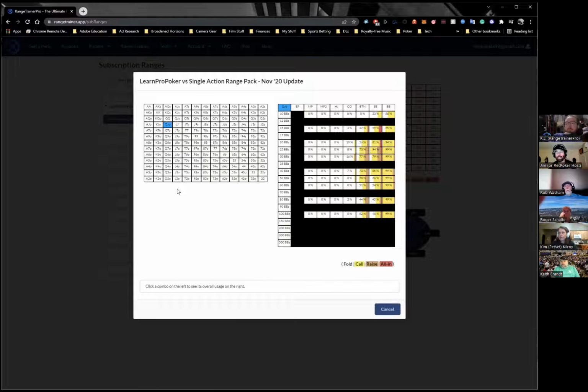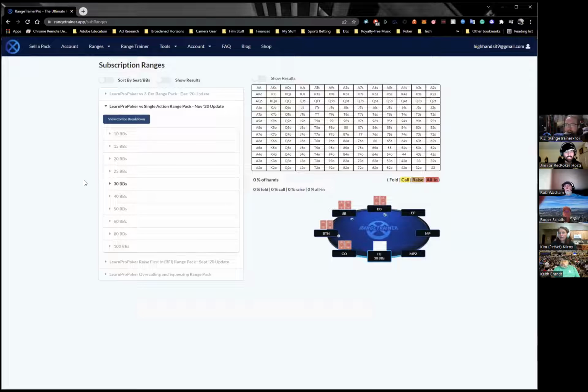Okay. But this is just the preset. So first of all, when did you add this combo breakdown? Is that relatively recent, or has it been there for quite a while? Because I think that is so cool. It's been there for quite some time.